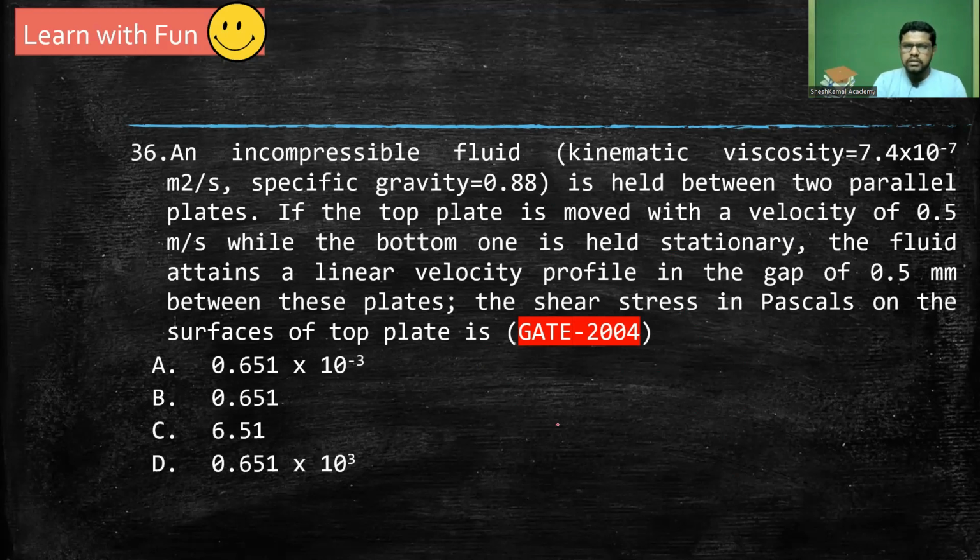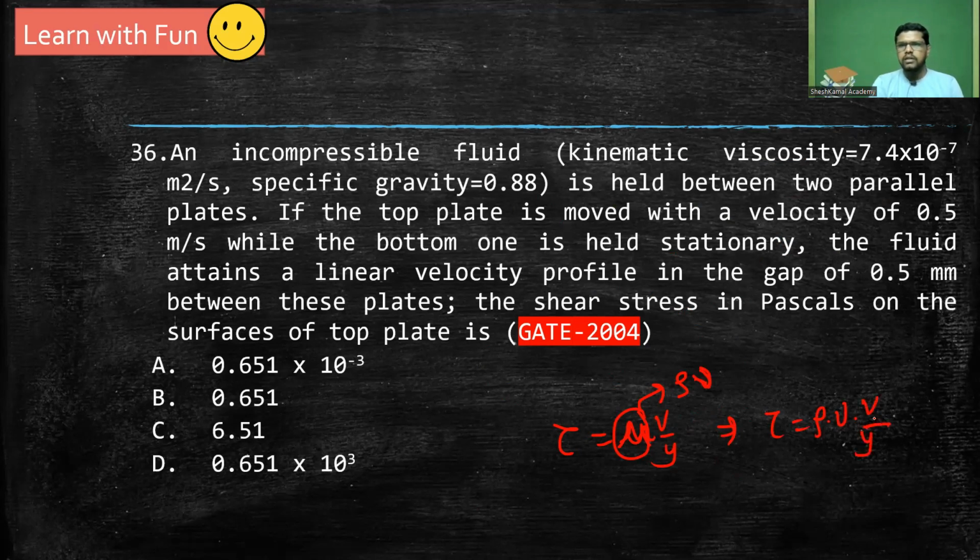So again, this numerical is based on Newton's law, that is mu into V by Y. So directly here, the dynamic viscosity is not given. Kinematic viscosity and specific gravity is given. So you have to use rho into nu instead of mu. So the formula will become tau is equal to rho into nu into V by Y.